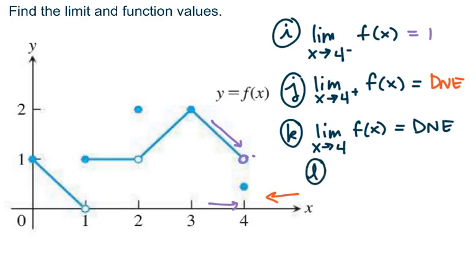One last question here, L. What is f of 4? And my output value, I have a solid dot that looks approximately at 1/2. So when x equals 4, my y value equals 1/2. So I hope that helps you understand left-hand and right-hand limits better and how they have to work together to give us our two-sided limit.